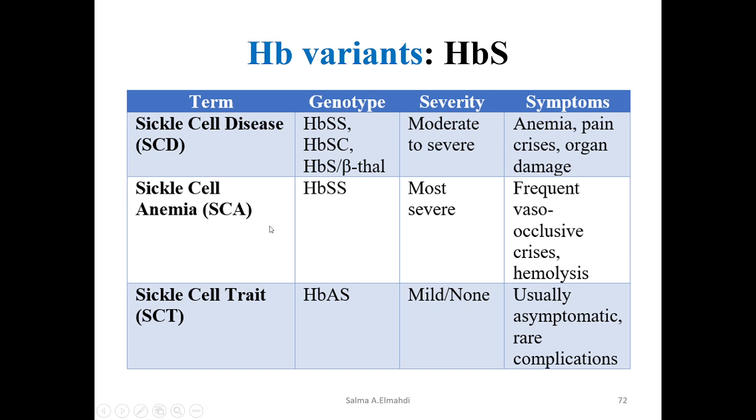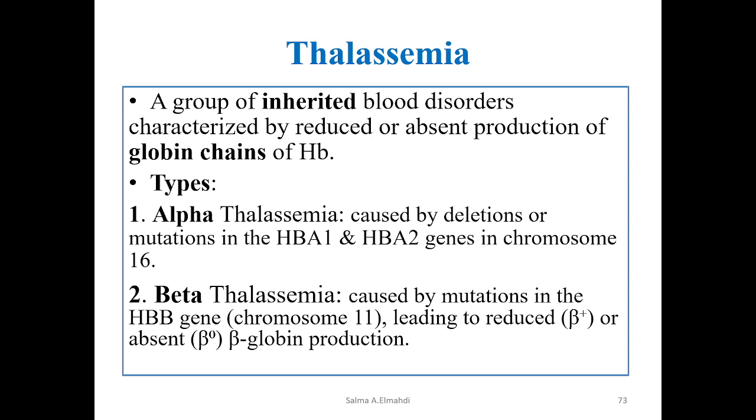Sickle cell anemia specifically denotes hemoglobin SS. So sickle cell anemia is a subtype, or it is included within the entity of sickle cell disease. This one here is the most severe and has frequent vaso-occlusive crisis. And sickle cell trait represents a normal chain and an abnormal S chain, so it is a carrier state. It has mild or non-severity and is usually asymptomatic, and it is triggered with their complications.